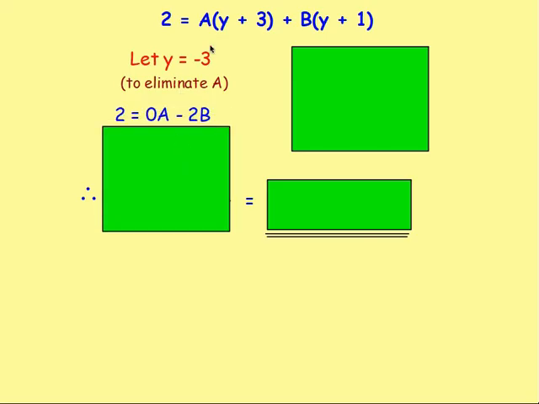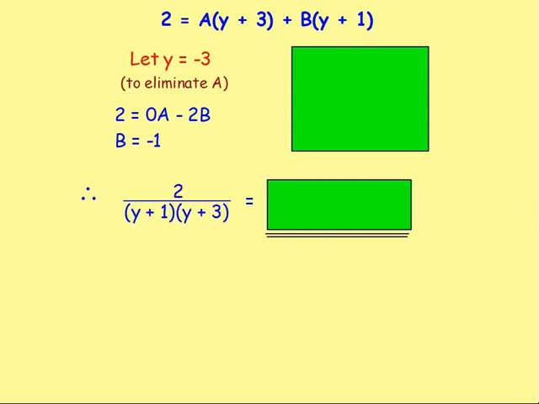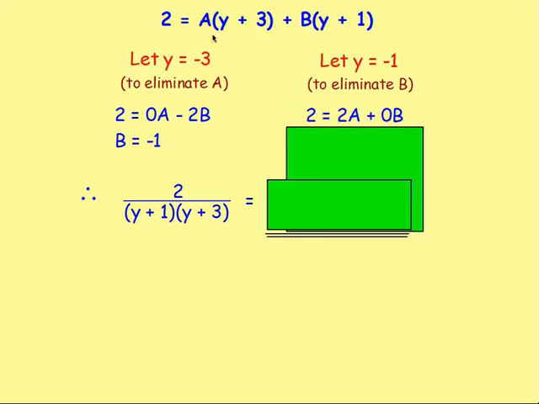So we'd have 2 equals, that does become 0a, and then if y is -3, -3 add 1 is -2, multiply that by b, and we'd have take away 2b. Therefore, rearrange that, and b works out to be -1. Now let's eliminate b. So doing that, what value would you choose for y? Perfect. Let y equal -1. Doing that, we'll eliminate b. So if y is -1, you'd have 2 equals, and that becomes -1 plus 3, which is 2a, plus 0b. And again, you can find that value of a.